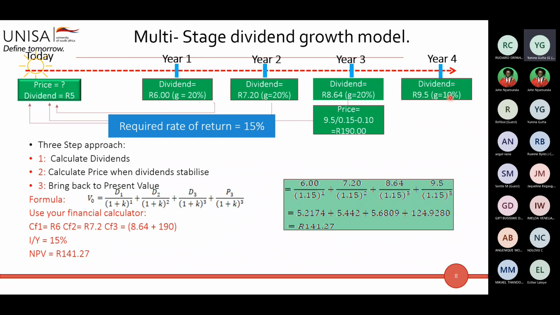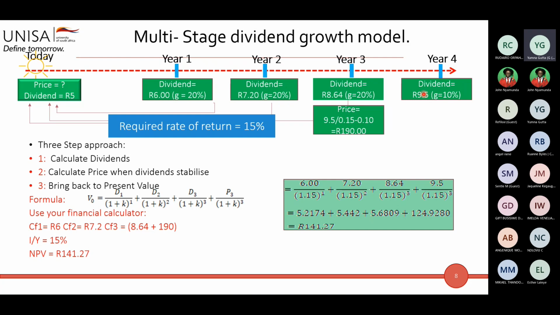And then they say in year 4, the dividends are stabilizing, right? And they're stabilizing at 10%. So we still need to calculate the dividend in year 4, because in our formula to calculate the price, we use D1. So what we say is 8.64 times 1.1 gives you 9.5. Can you see how the growth rate has changed? So you'll get 9.5 as your D4.